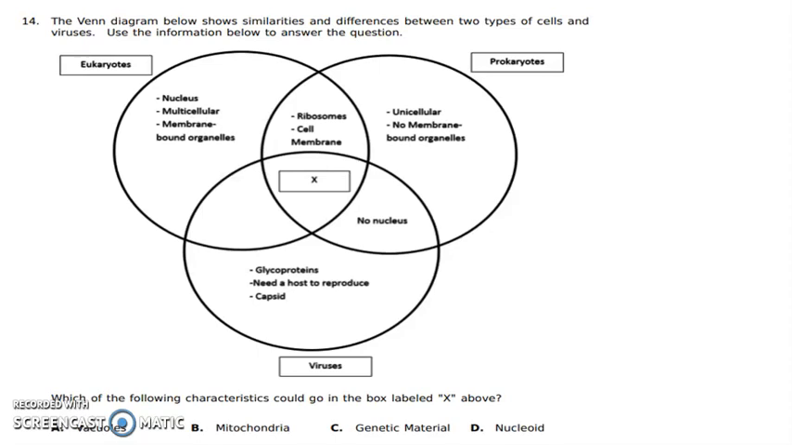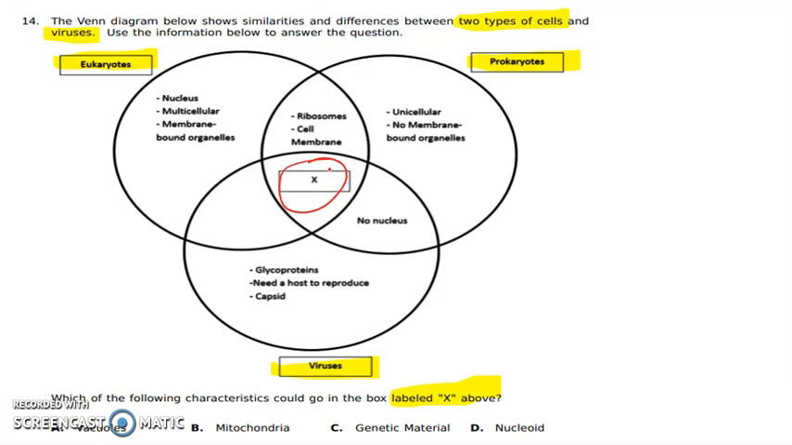Number 14. The Venn diagram below shows similarities and differences between two types of cells and viruses. Use the information below to answer the question. So we have our Venn diagram, and we can see that in this Venn diagram we're comparing eukaryotes, prokaryotes, and viruses. And the question asks us which of the following characteristics would go into the box labeled X.